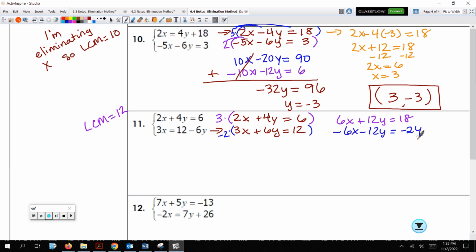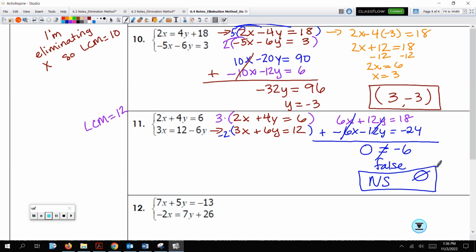All right, now let's add these puppies together. I eliminated x and y, so that gives me a 0 on this side. 18 minus 24 is negative 6. That is false. So that is not equal, so this is null, or no solution. Alrighty.